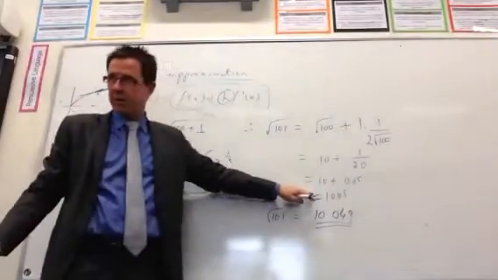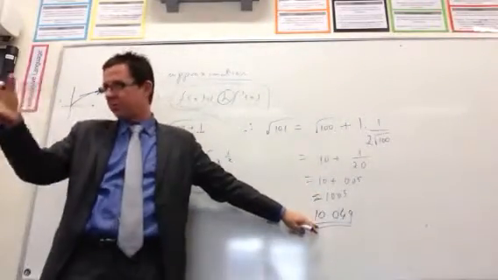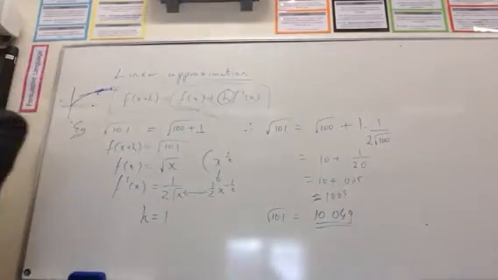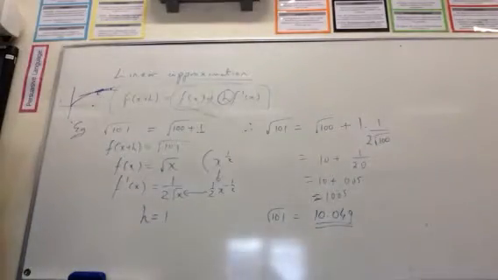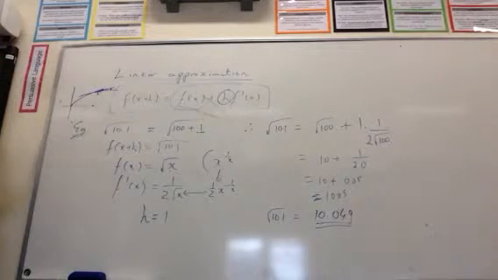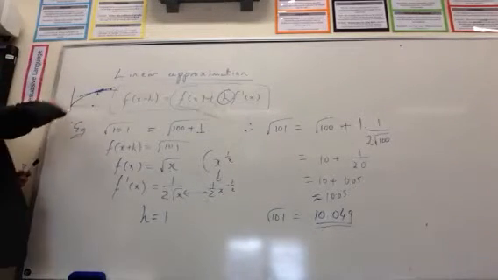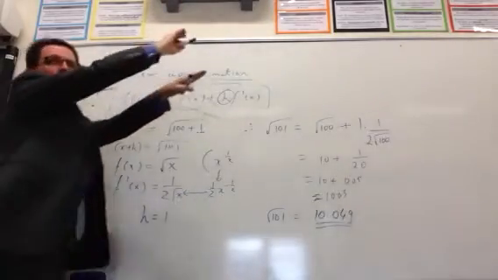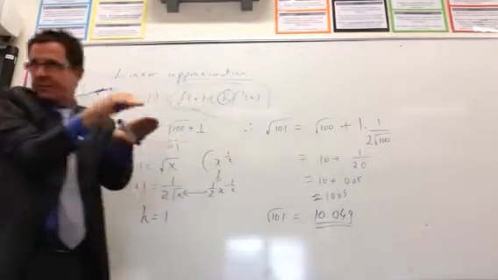My answer was 10.05. The real answer is 10.049 something. So my answer is a little bit bigger than the real thing. So that is an overestimation. And the reason I can tell it's an overestimation is when I look at my graph, if I draw a tangent, my tangent will end up being more and more above the real thing as I move on.